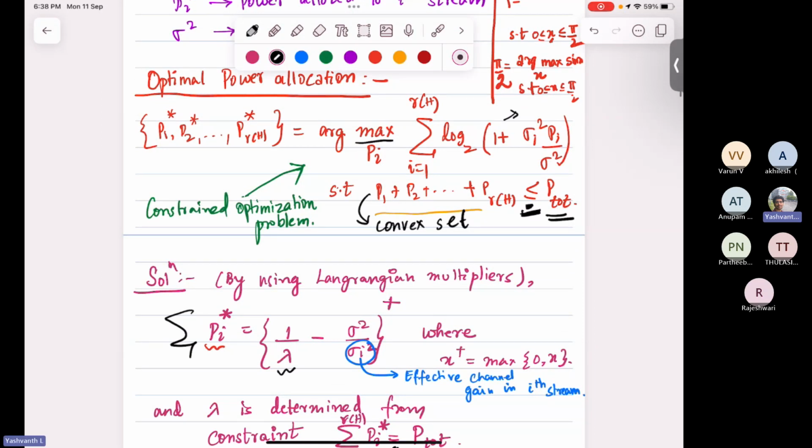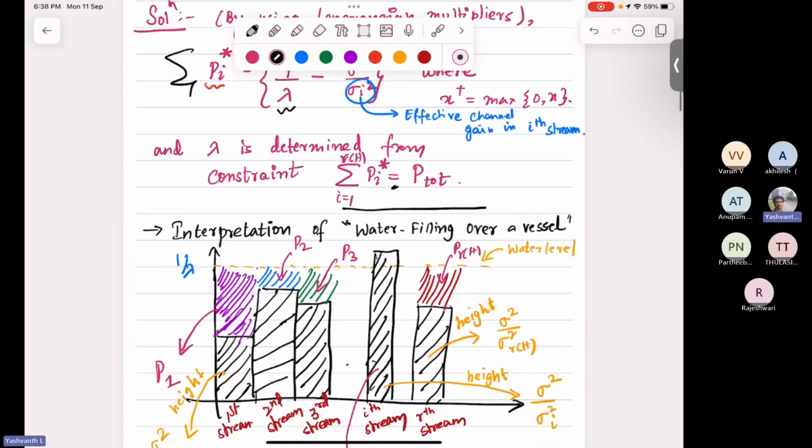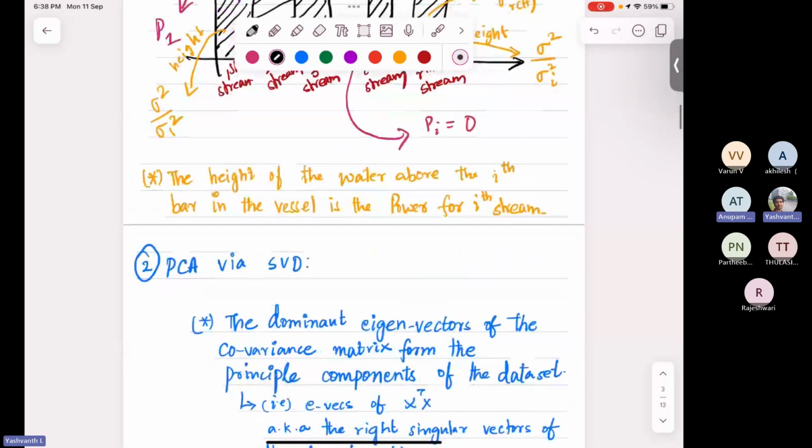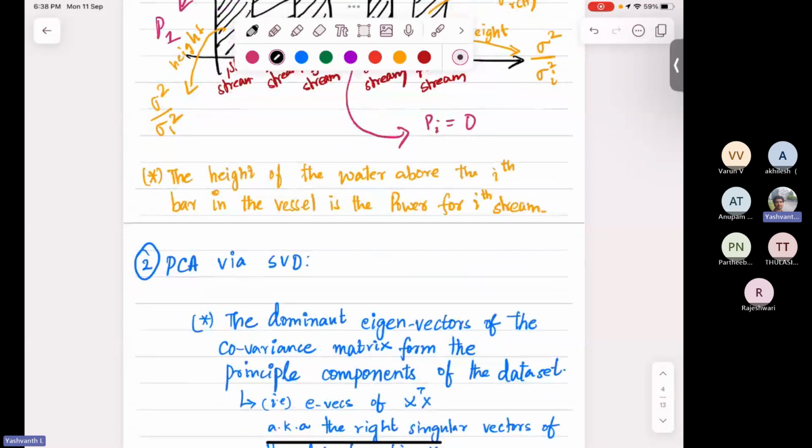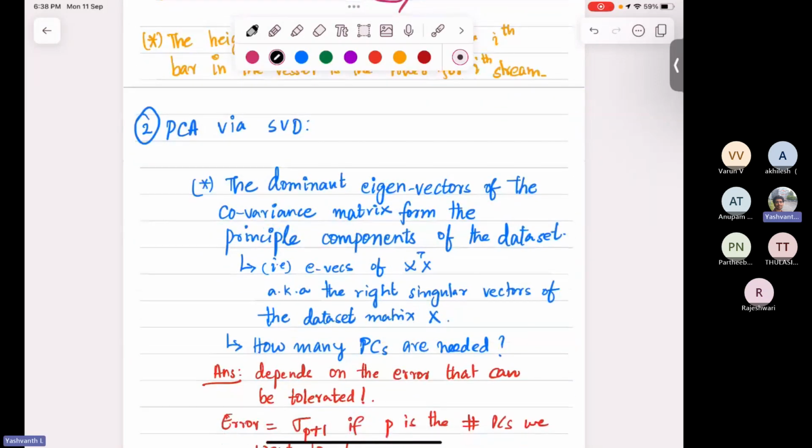I hope that is clear. I didn't get a response. Okay, fine. So the height of the water above the IH bar in the vessel is the power for the IH stream.